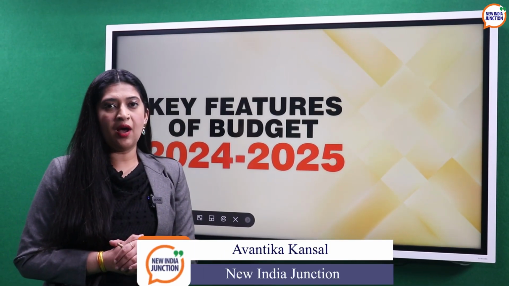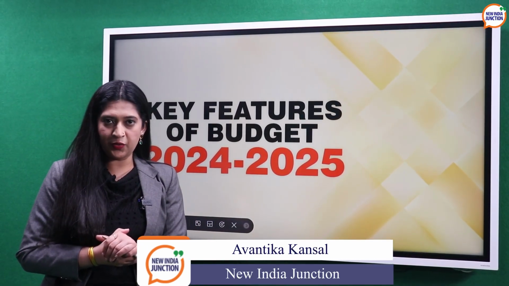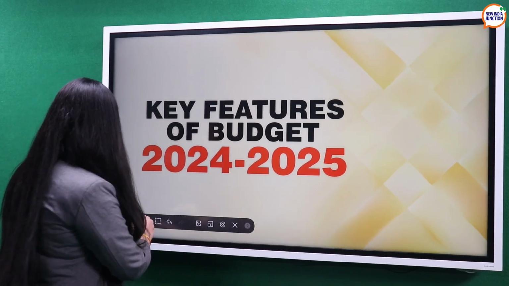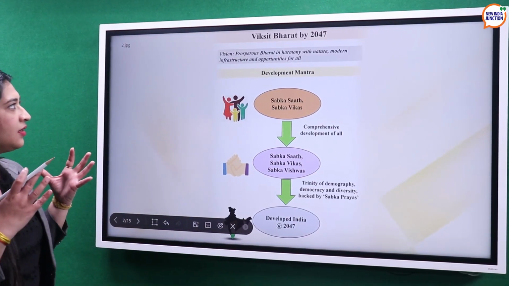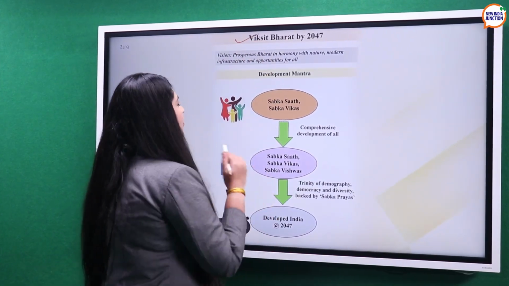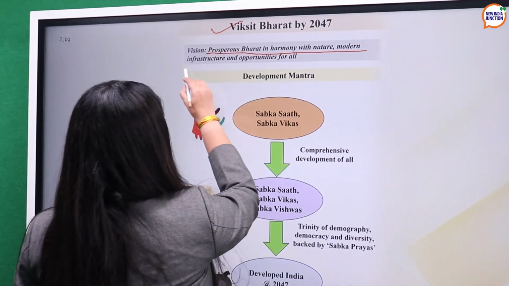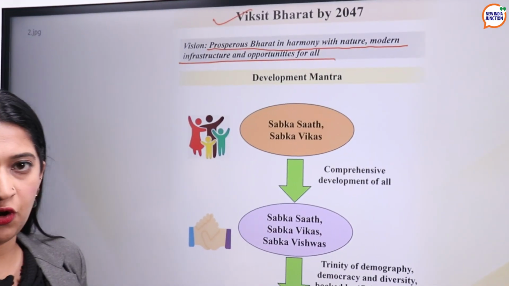In today's video, we are going to talk about the key features of the budget of the year 2024-25. So let's have a look. First, let's look at the vision, which is Viksit Bharat by 2047. Also, the vision statement says prosperous Bharat in harmony with nature, modern infrastructure and opportunities for all.